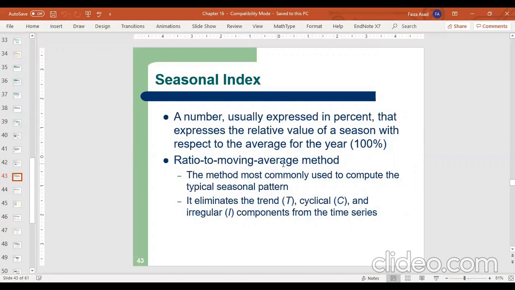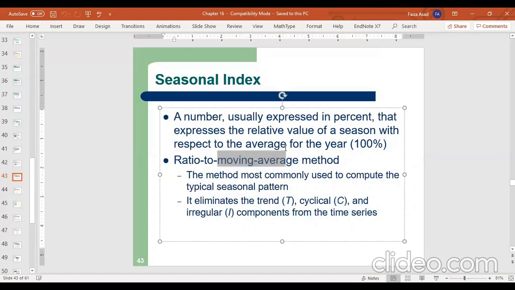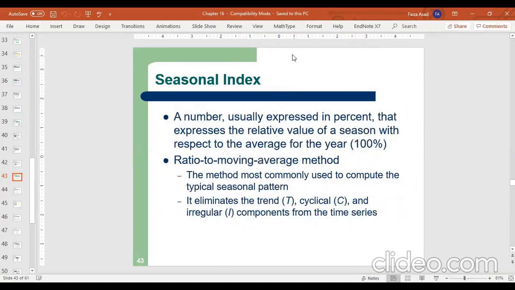So, the ratio to moving average method. The moving average method is already familiar. We already learned about the moving average method, but in the seasonal index, there is one thing added, and that is the ratio. It is the method most commonly used to compute the typical seasonal pattern. It eliminates the trend, cyclical, and irregular components from the time series. So let's move on and see how the seasonal index will be computed.